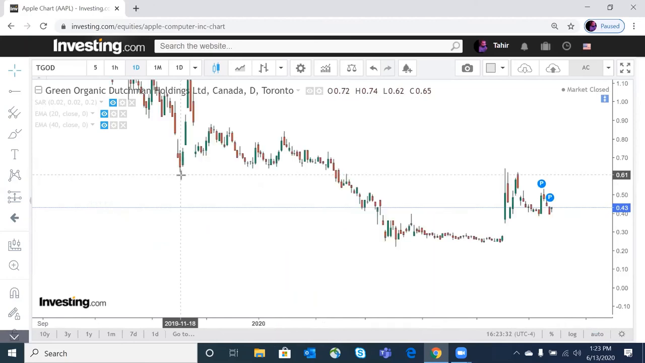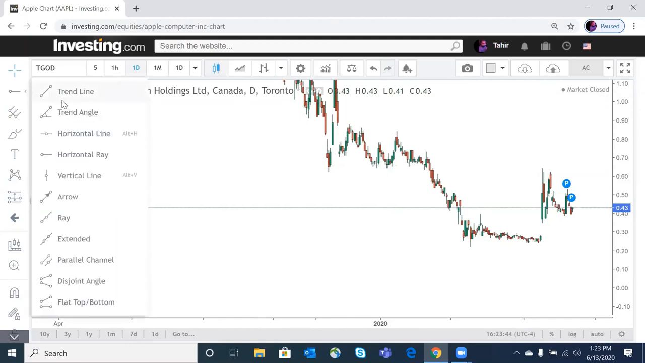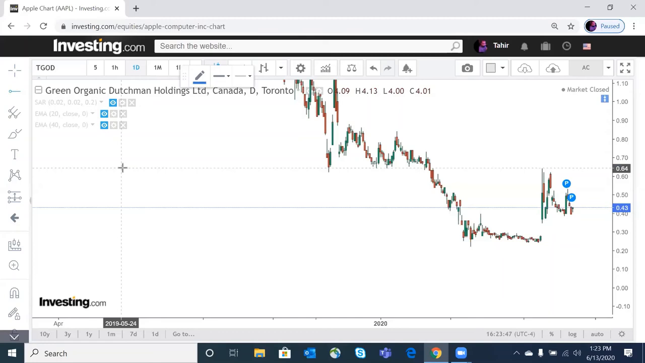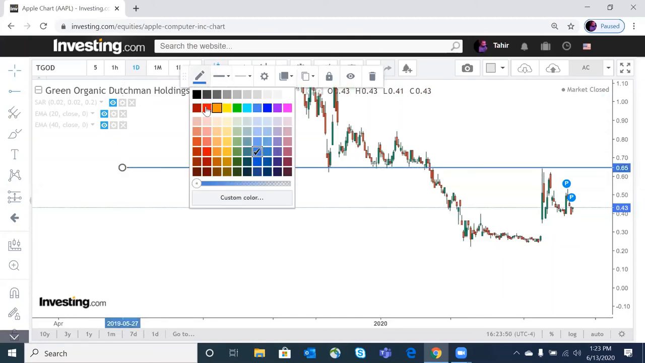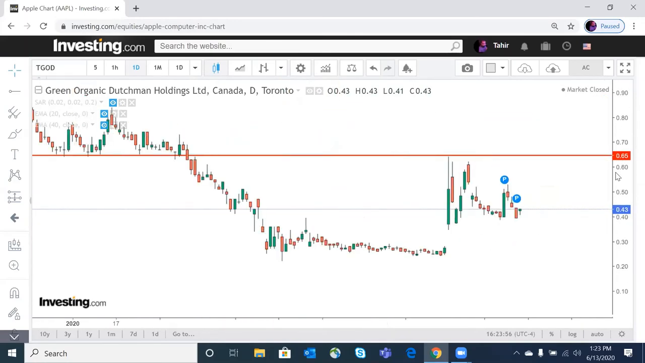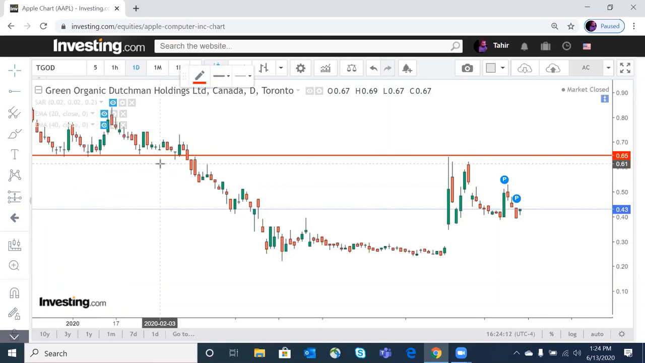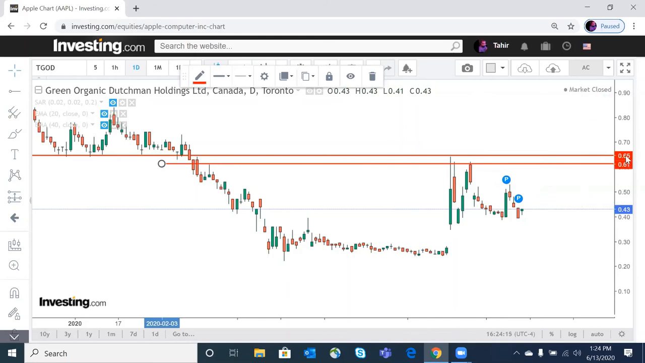Let me zoom out. This is the ultimate resistance. I will draw the ultimate resistance here. But before hitting this resistance level, it will have a resistance here at this point too. Well, this was the turning point. This will not be a very strong one, but still it can act as a resistance here. So this is the channel 0.61 to 65. You will see the resistance.